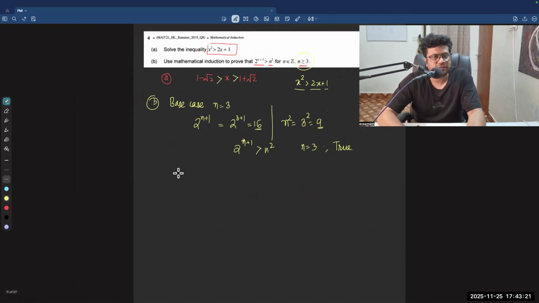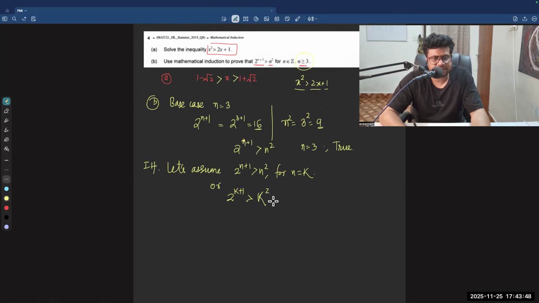Now we do step number 2. Step number 2 is your hypothesis, like I told you, the inductive hypothesis. Let's assume 2 to the power of n plus 1 is greater than n square for n equal to k, or 2 to the power of k plus 1 is greater than k square. That is your inductive hypothesis. Keep this equation, it will help us.